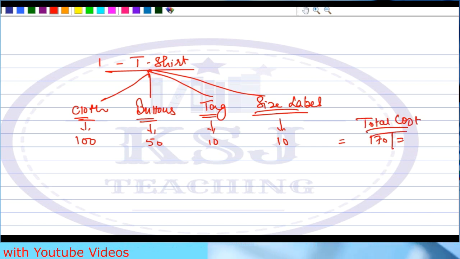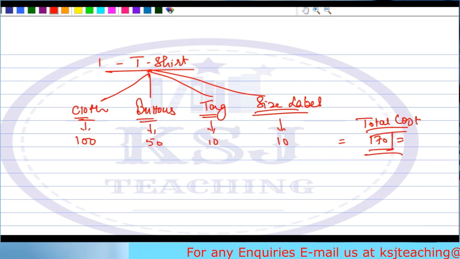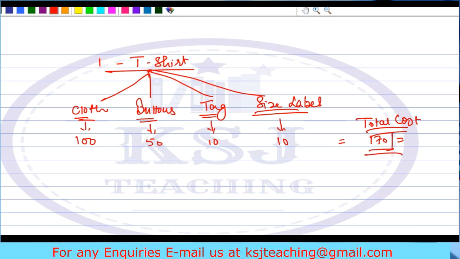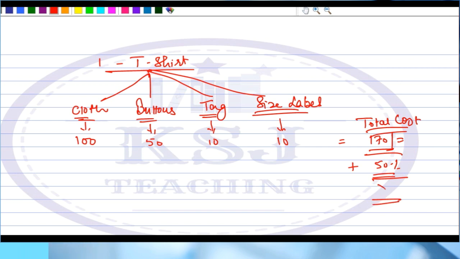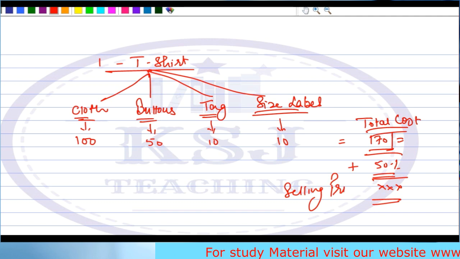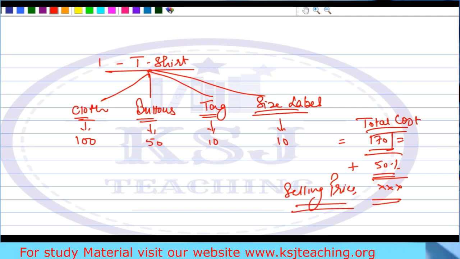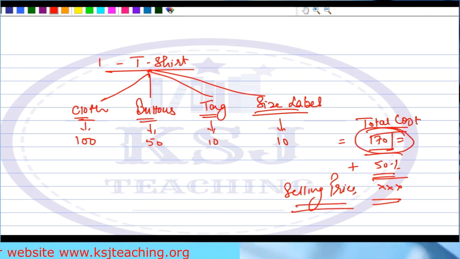This is what I have incurred in making one shirt. Now, when you want to sell this shirt, will you sell it for 170 or less than 170? No, sir, because we are doing business to earn profits. What I will do, I will add say 50% profit to it. Then whatever will be the amount, that will be my selling price. So you cannot identify the selling price until and unless you know this 170 rupees cost, isn't it? So this is one of the objectives of doing the cost accounting.